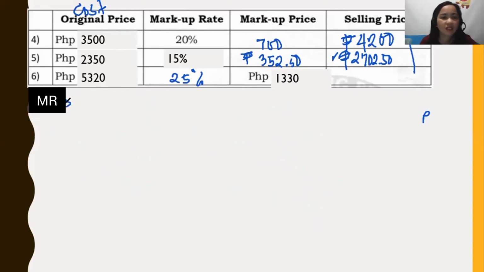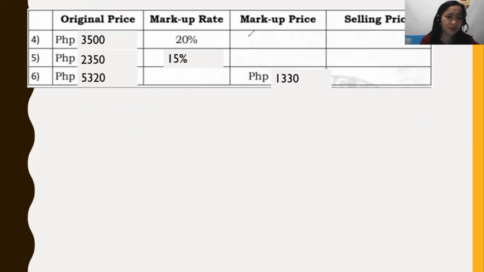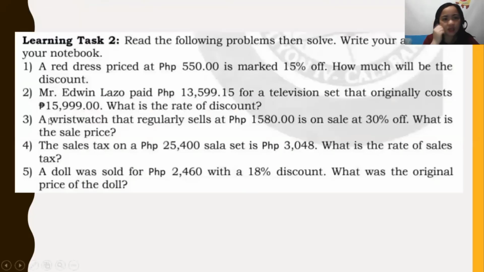So the selling price is original price plus markup. And that is 5,320 plus 1,330. And that is equal to 6,650 pesos. Alright, nakompleto na natin yung table. These are the answers. Then let's proceed to the next slide.